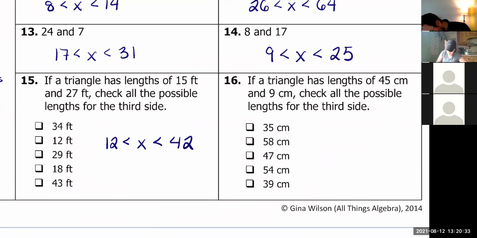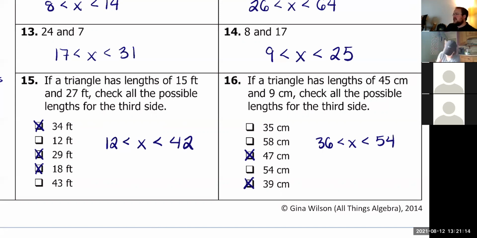34. 34, okay, 29 and 18. What about 12? No. Right, because 12 equals 12. It's not greater than 12. Same for the next one. The range over there gives you two sides, 45 centimeters and 9 centimeters. They have a difference of 36 and a sum of 54. So within that range, which of the options there falls within that limit? 47. Okay, 39. 47 and 39. Good.